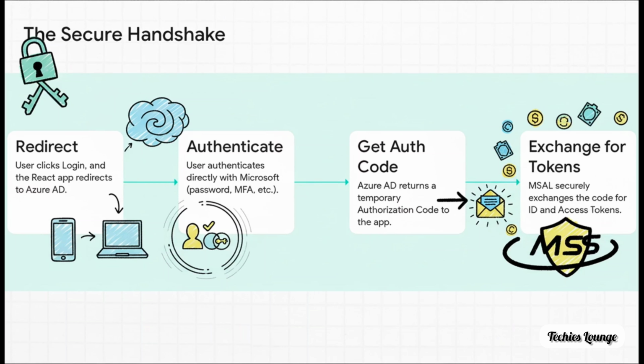First, your app kicks things off and sends the user over to Microsoft's login page. Then, the user signs in directly with Microsoft, which handles all the serious stuff like multi-factor authentication. Third, Microsoft sends the user back to your app with a special, temporary, one-time use code. And finally, this all happens behind the scenes, MSAL takes that temporary code and securely trades it for the real login tokens.